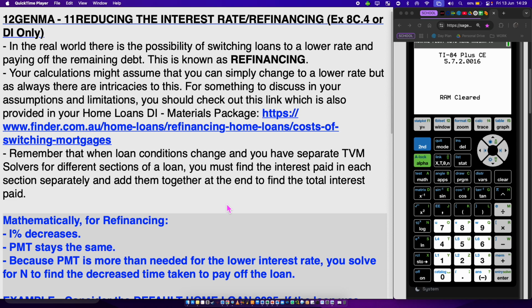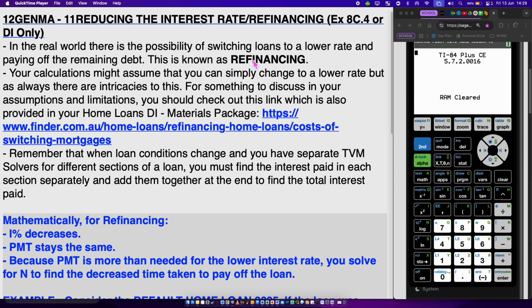which is reducing the interest rate, otherwise known as refinancing. So if you find a bank that has a lower rate than your current home loan, just transfer your loan to them, okay? There will be fees and charges to do that, but the amount you might save by reducing the interest rate for 30 years might be worth it.